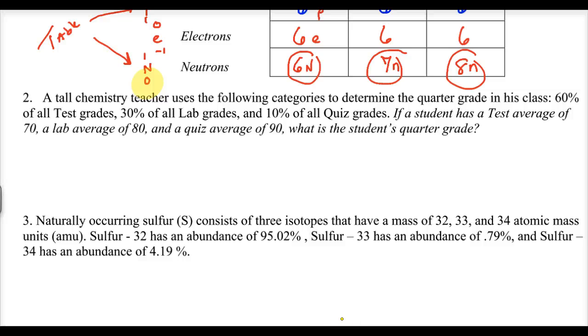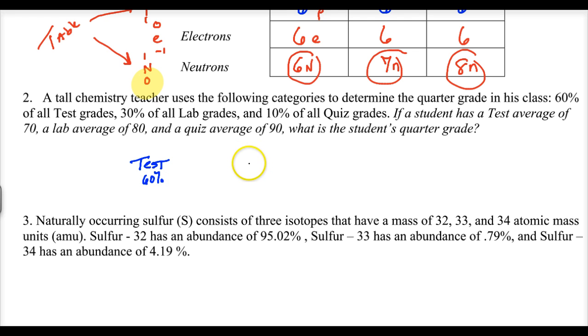Now, in order to understand this problem, what we're going to do is figure out our grades. Okay, let's pretend I have the following grades. Now, these grades were how I used to run a course. Okay, it's not how our current course is run, but very similar. So let's do this. A chemist uses the following categories to determine the quarter grade for his class. 60% of all test grades. So I've got tests here, and the test grade is 60%.